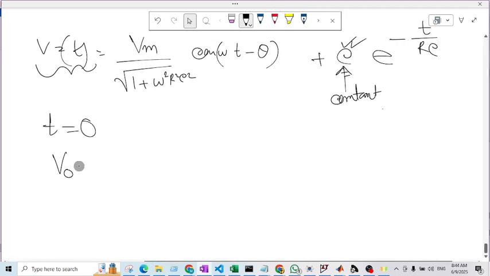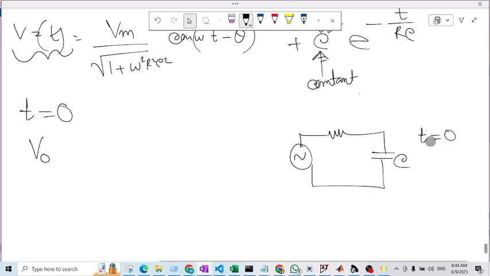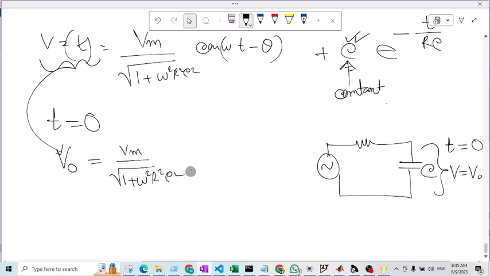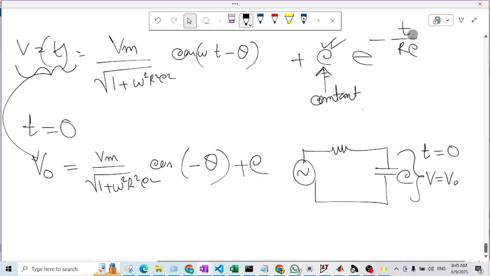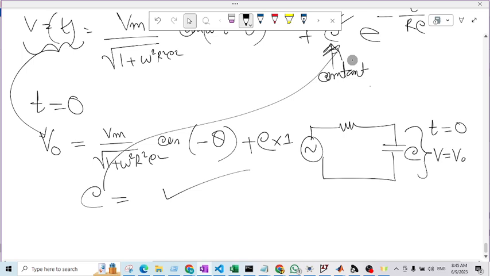So let's say you have a voltage source here and you have a capacitor. Somehow you need to find what was the voltage across this capacitor at t equal to 0. Let's say it was V naught. So now you have to put this V naught here, and then this will be equal to Vm over the square root of 1 plus omega square r square c square cos minus theta plus C, and at t equal to 0, e to the power 0 is equal to 1. So from here you will find C, and then you plug this C here, then you can find the final version of V.